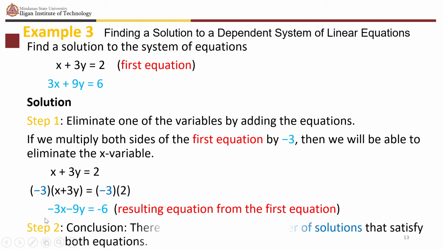So from here, we see that there is an infinite number of solutions because they're actually the same equations. When you multiply this by negative 1, you come up with the same equation as the first equation. So the resulting equation is actually the same. It's actually a product of negative 1 with this equation. So there will be an infinite number of solutions that satisfy both equations.